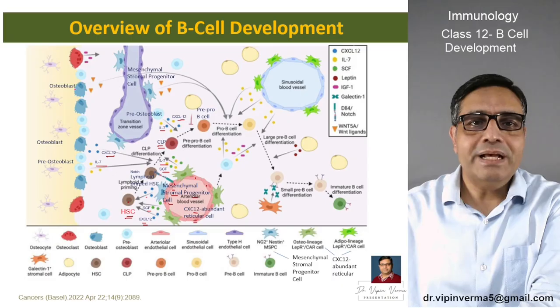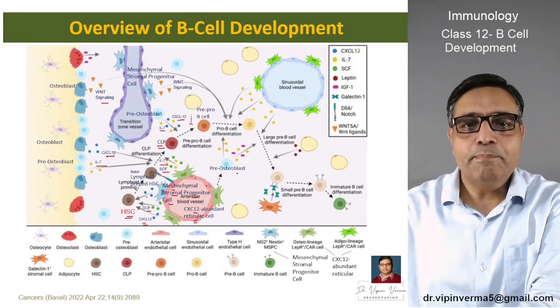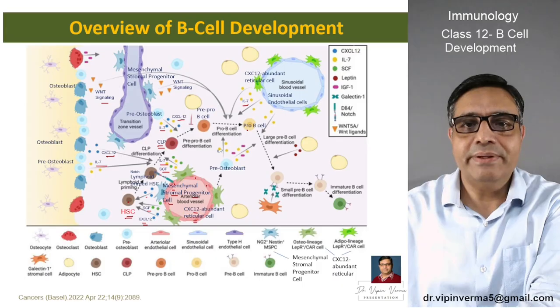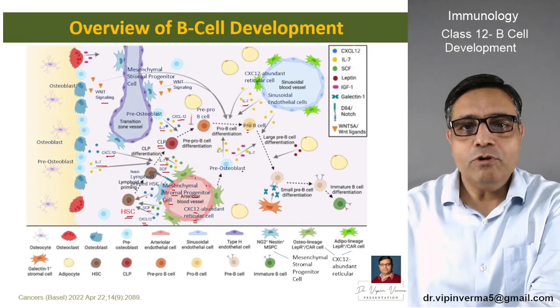And the osteoblasts and mesenchymal stromal progenitor cells, through WNT signaling, and the pre-osteoblast cells through IL-7, and the CAR cells and sinusoidal endothelial cells, they secrete IL-7 and they differentiate the pre-pro B cell into pro B cell. Now the cell becomes the pro B cell. Clear?